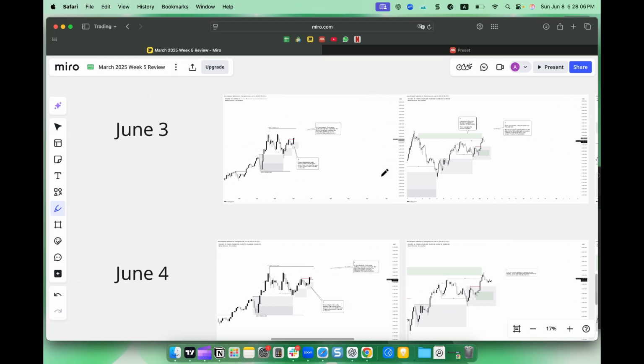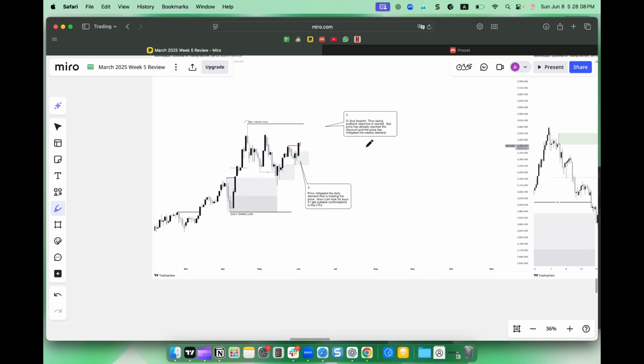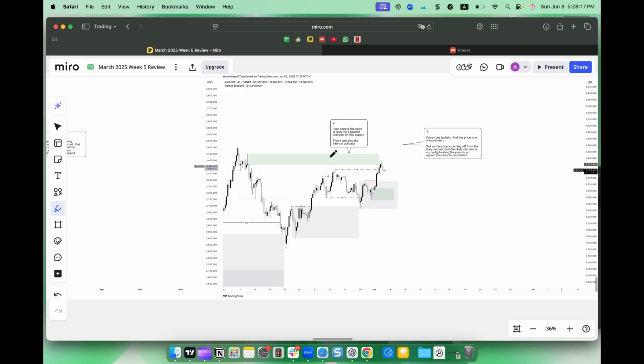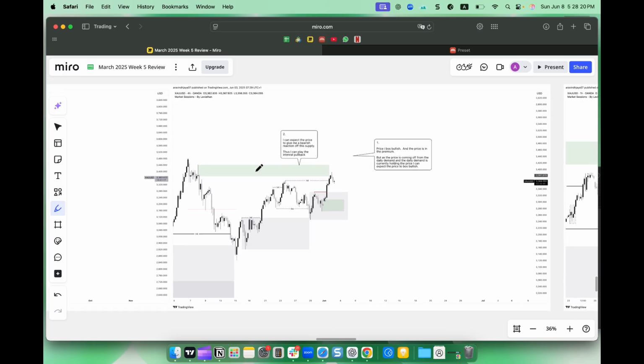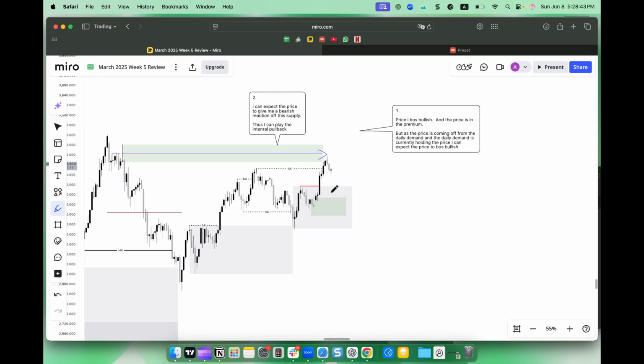So moving on to June 3. The target was the daily demand zone. From the 4-hour perspective, we see that the price has mitigated into a valid supply. This is a valid supply because it has got some inducements, and it has swept some strong buy side liquidity and then pushed down. So we can expect a deeper mitigation probably, and this is the first point for the price to come down.